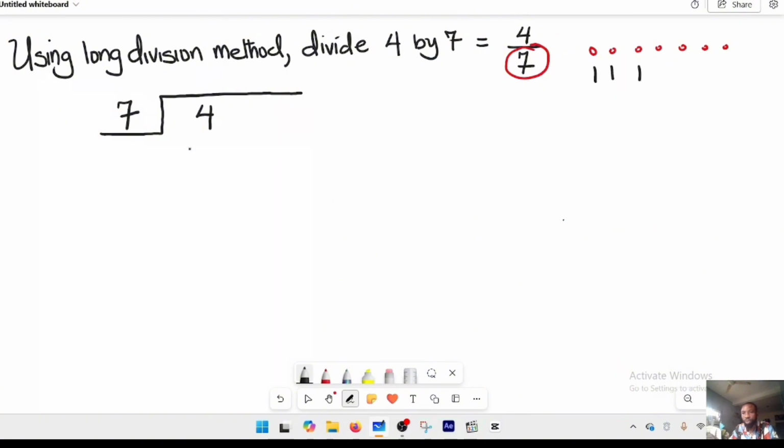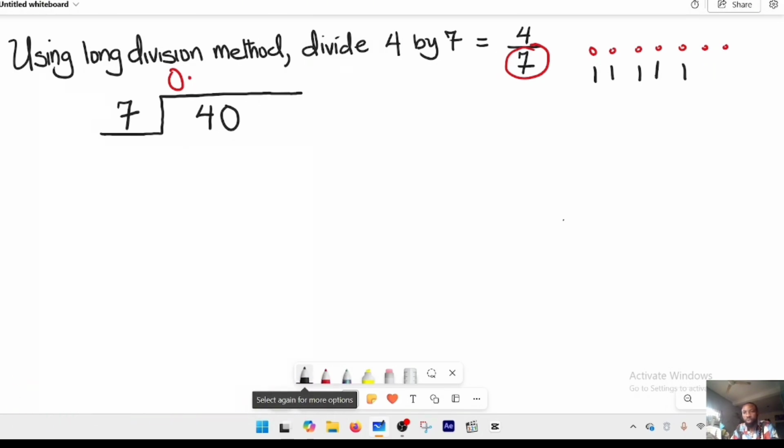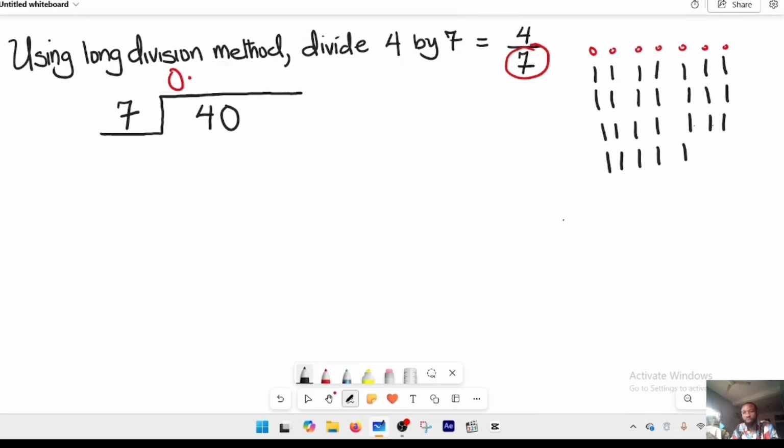1 2 3 4. At this point you can see that 7 cannot divide 4. So what do we do? We put a 0 point here, and then put a 0 here. Now you have 40. So instead of counting 4, we're going to count 40: 4 5 6 7 8 9 10 and so on up to 40.